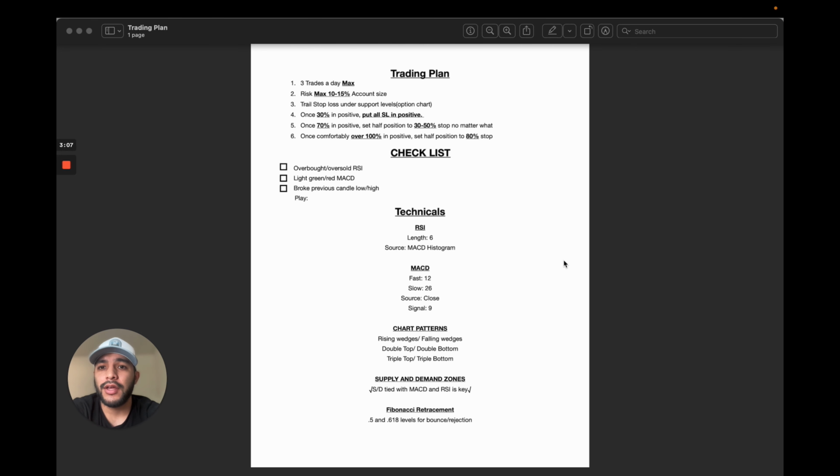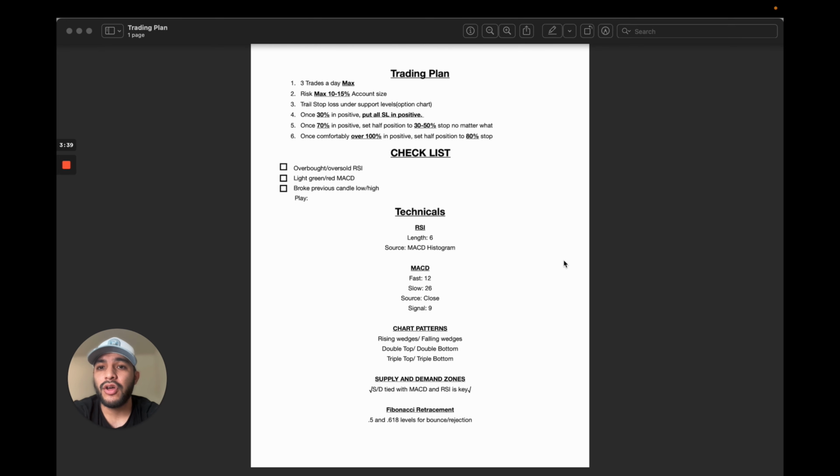And so rule number 4 is once 30% in the positive, put all my stop losses in the positive. There's no reason to take a loss if I'm already up 30%. Whether it's between 5, 10, 15% in the positive, all my stop losses will be in the positive because I will not be losing on a play that I was at least 30% right on the option contract. And so that's just guaranteeing a win. Small wins add up, they compound accounts, and with compounding accounts, you turn it into a big account, and then you can start playing the big plays.